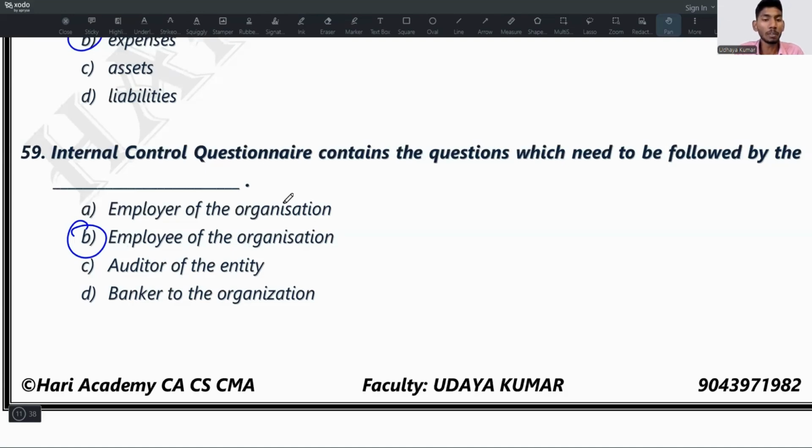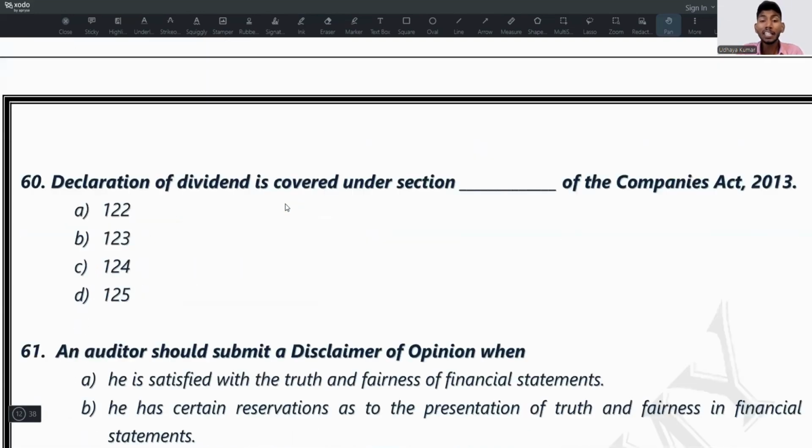Moving to question number 60. Declaration of dividend is covered under Section dash of the Companies Act 2013. We have discussed it: 123. Then question number 61.